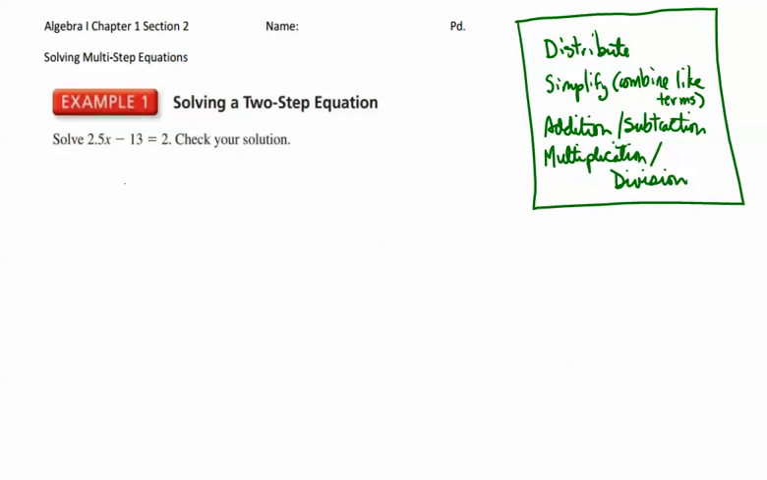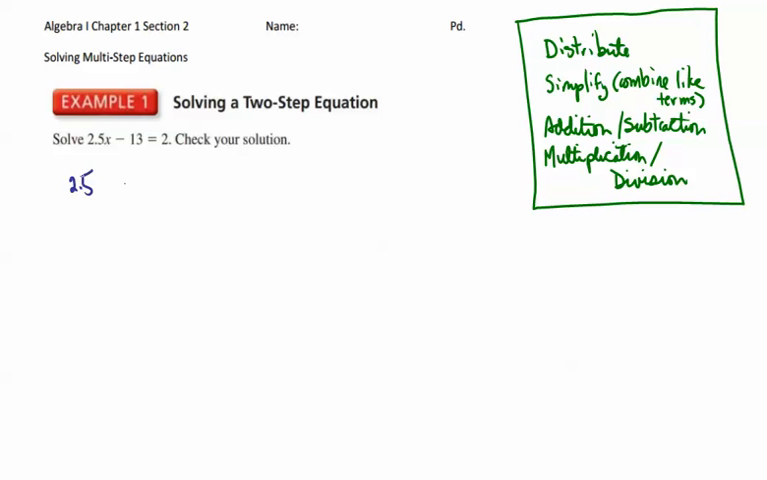Okay, in this video we're going to begin the lesson on Chapter 1, Section 2, which is solving a two-step equation. Our goal is to solve multi-step equations, and our essential question is how can we use multi-step equations to solve real-life problems. I have listed over on the right side a list of strategies, in order of precedence, that we're going to use to solve multi-step equations. I will start with the first example here.